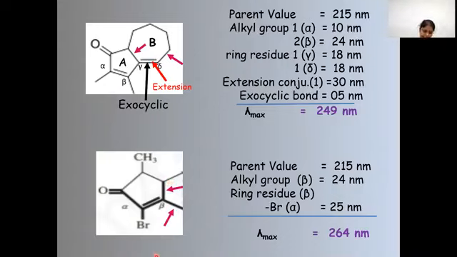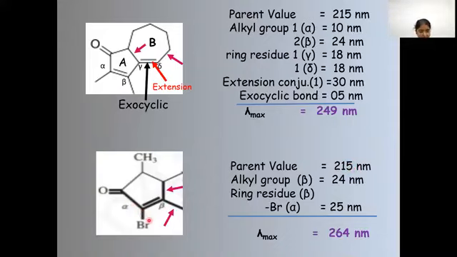In the next condition, for our parent molecule, now you don't confuse with this alpha position and this alpha position. From the carbonyl group, you have to search the conjugated double bond, alpha beta unsaturation. For this carbon, there is no unsaturation. So we will look for this double bond. For the parent compound, parent value is 215 nanometer.